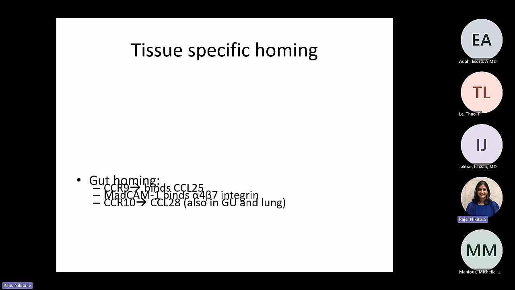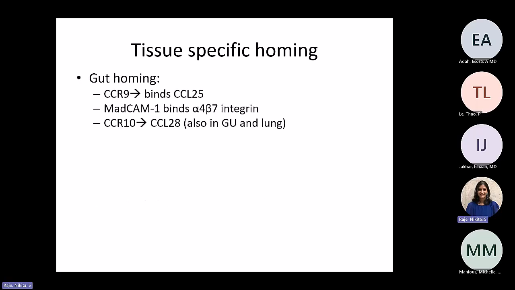All right, we talked about this, so this is just a repetition. Gut homing or skin homing. For gut homing, there is CCR9. Any cell that has CCR9 is going to be attracted to the gut because CCL25 is produced there. So a cell bearing CCR9 is going to be attracted to the gut where CCL25 is produced. That's where MAdCAM-1 binds to alpha-4 beta-7 integrin, so that the cells will come out of the endothelium in that region, HEVs in that region, so that they home to the gut.